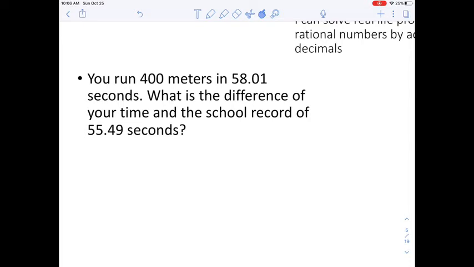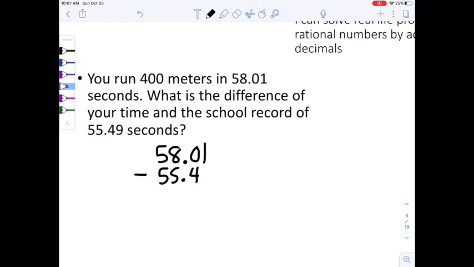Our next problem says you run 400 meters in 58.01 seconds. What is the difference of your time and the school record of 55.49 seconds? So we're finding the difference. So we're going to subtract. So I'm going to start with that larger number, 58 and 1 hundredth, minus, I'm lining up the dot, 55 and 49 hundredths.